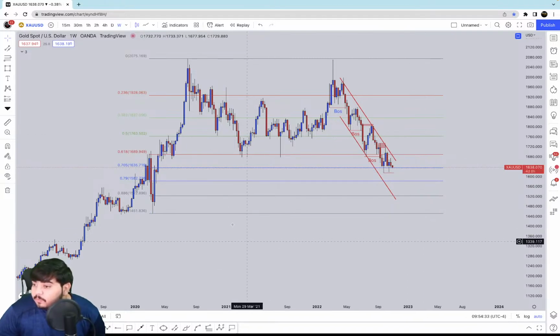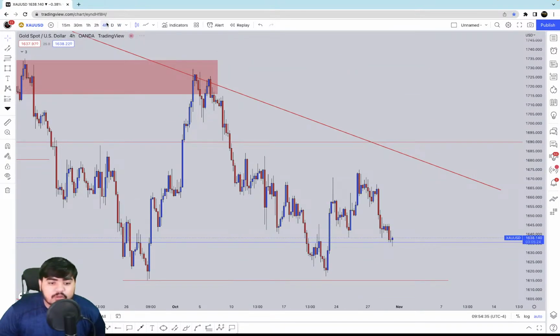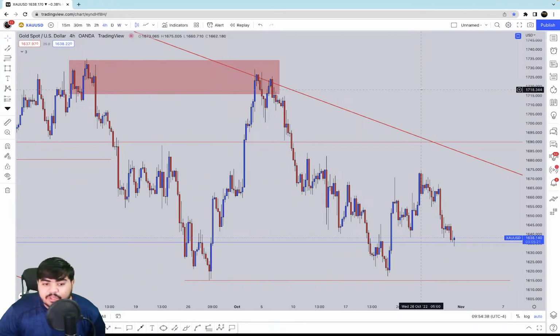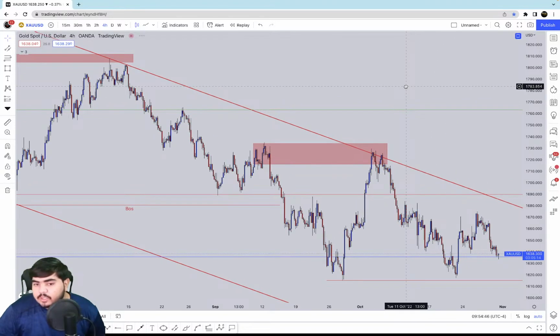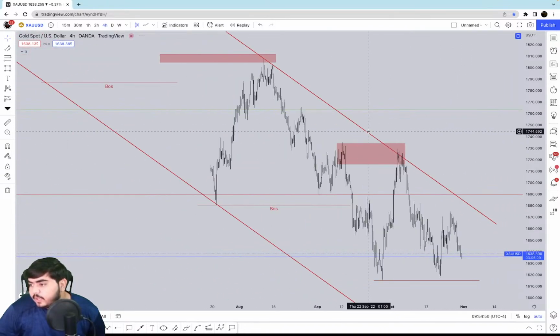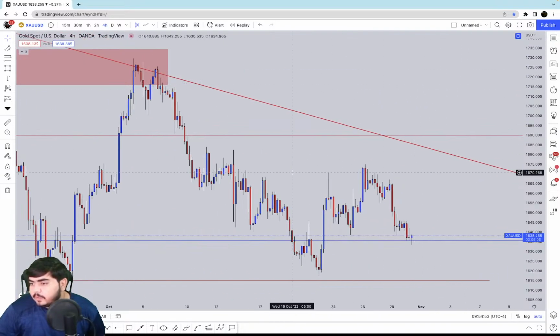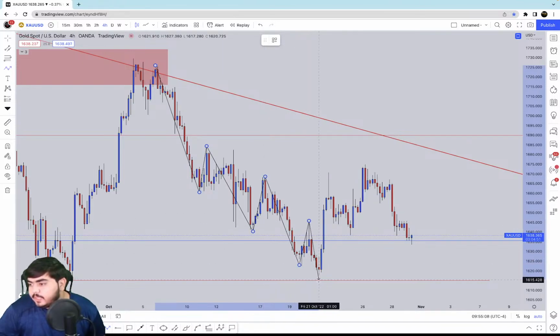Keeping this in mind, let's go to the lower degree. Let's go to the 4-hour time frame and see what is going on here. On the 4-hour time frame, let me make the chart a little bit smaller, and we can see that the market was moving lower. Let's mark the structure. We created this low, a lower high, a lower low, a lower high, a lower low, a lower high, and another lower low.